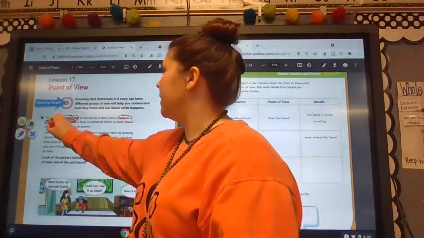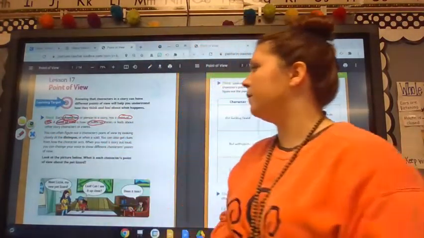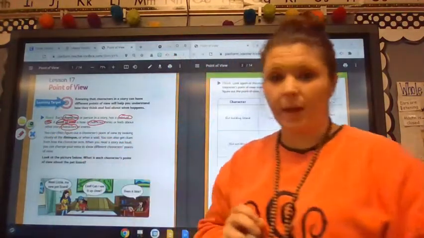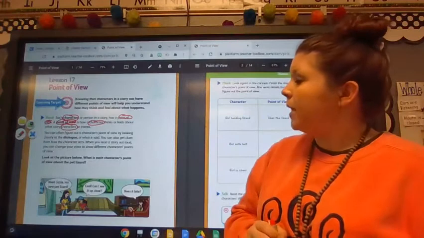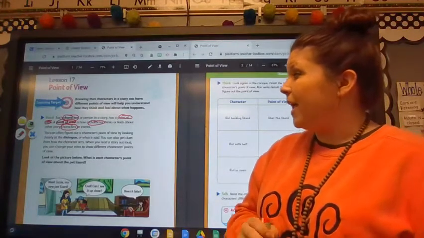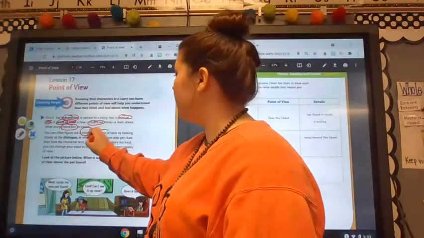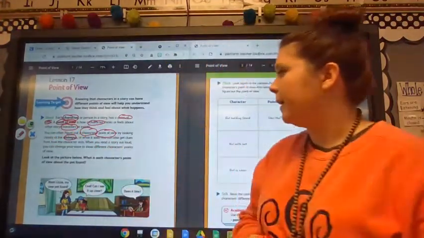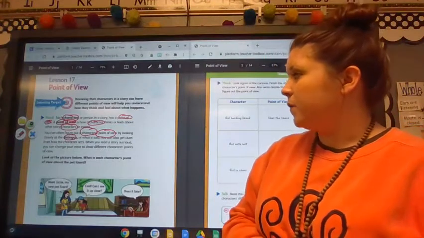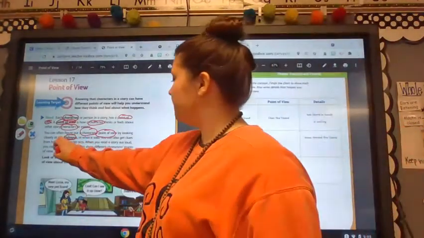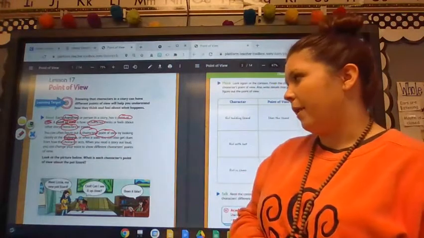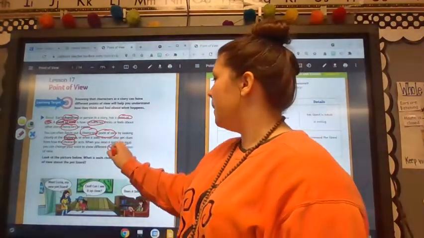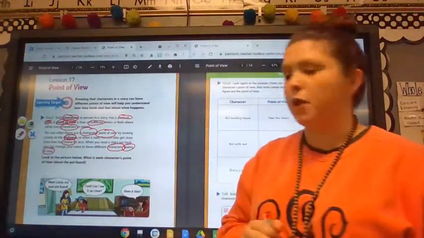Each character or person in a story has a point of view. A point of view is how a character thinks or feels about other story characters or events. You can often figure out a character's point of view by looking closely at the dialogue or what is said. You can also get clues from how the character acts. When you read a story out loud, you can change your voice to show your different characters' points of view.